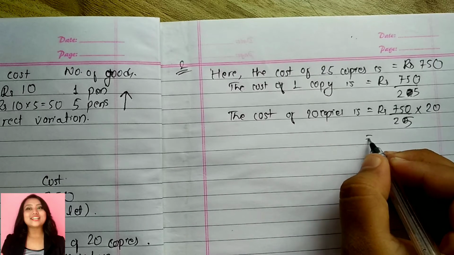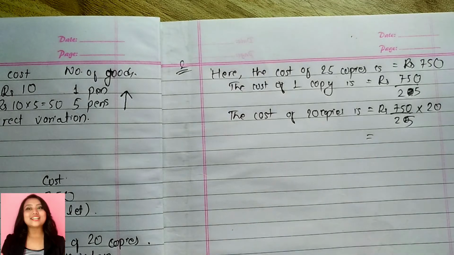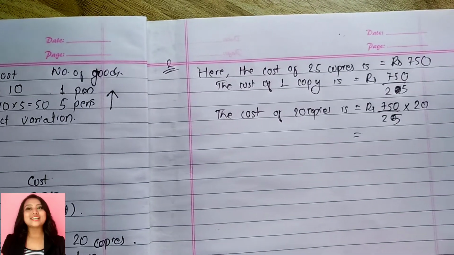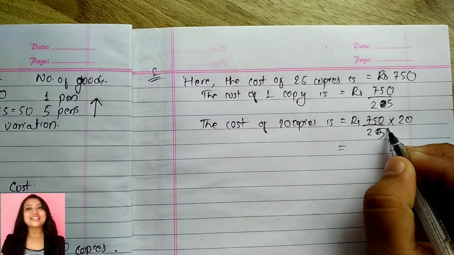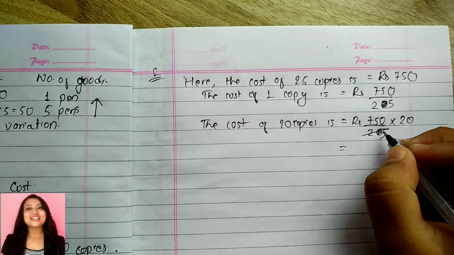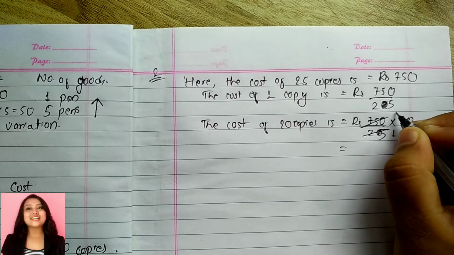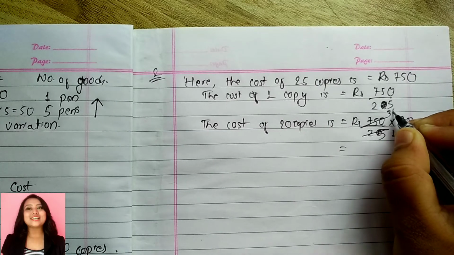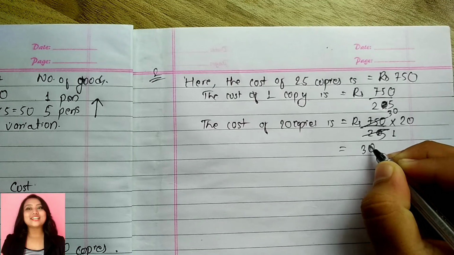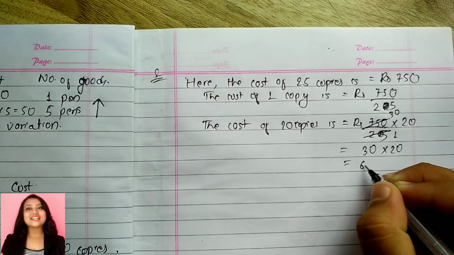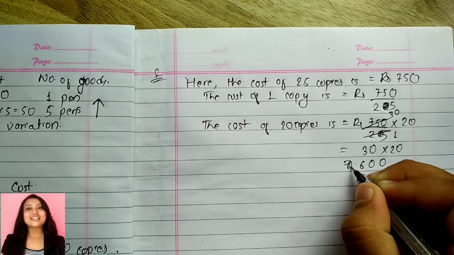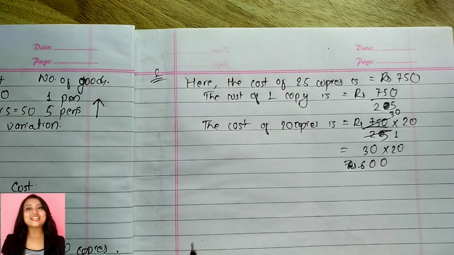Now here also you can divide by 25. 25 ones are 25, 25 3s are 75, 0s are 0. So 30 into 20 will be there, and 30 into 20 is equal to 600. So you can get the answer from this method also.